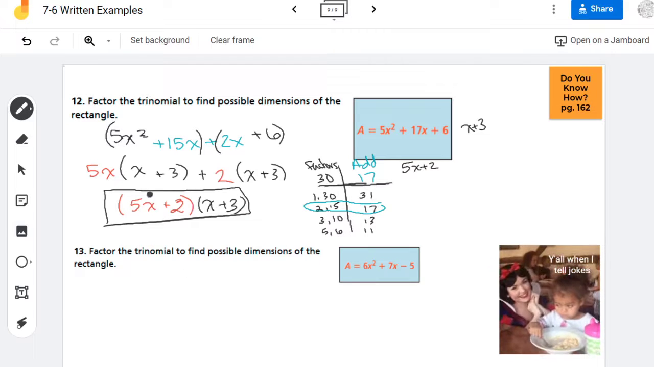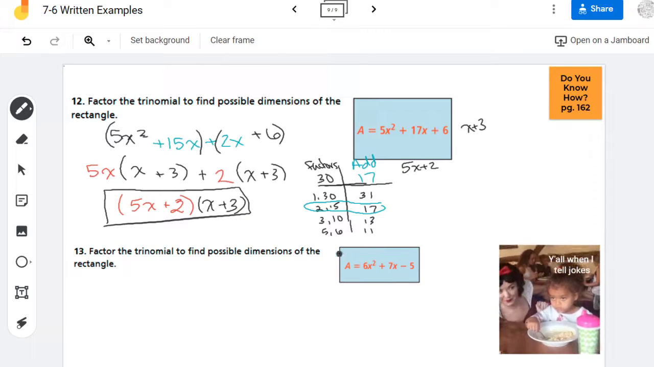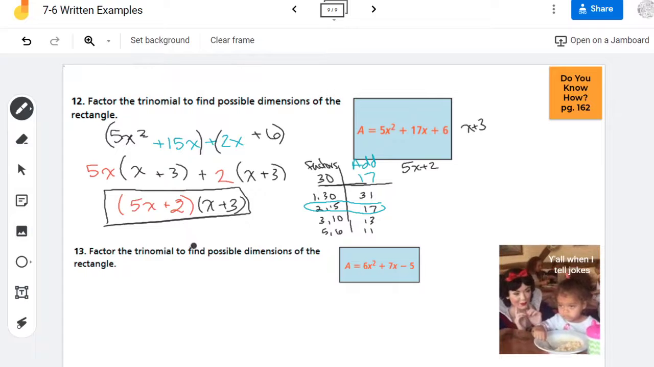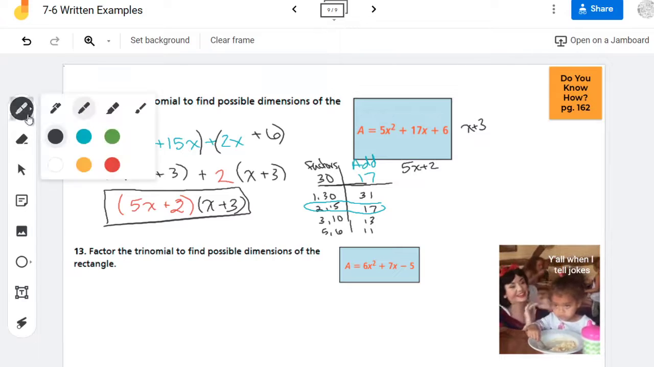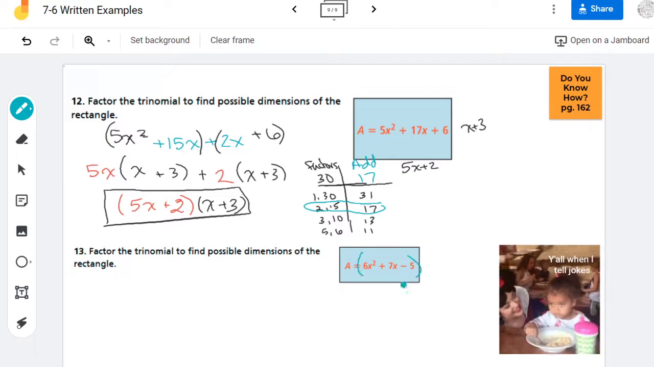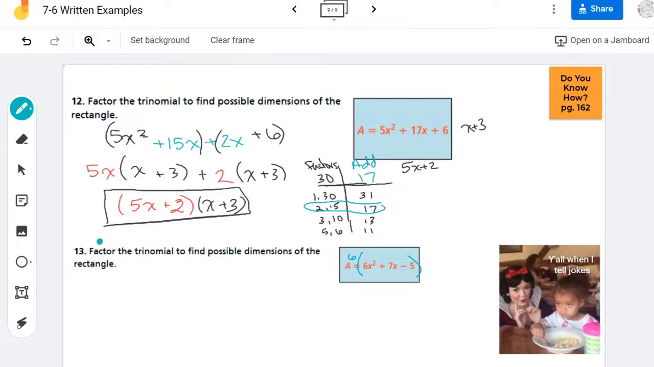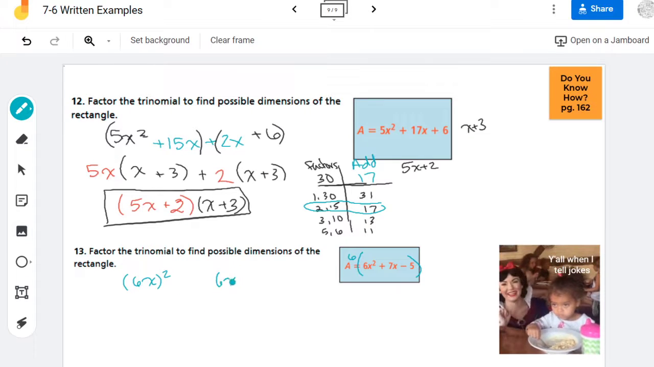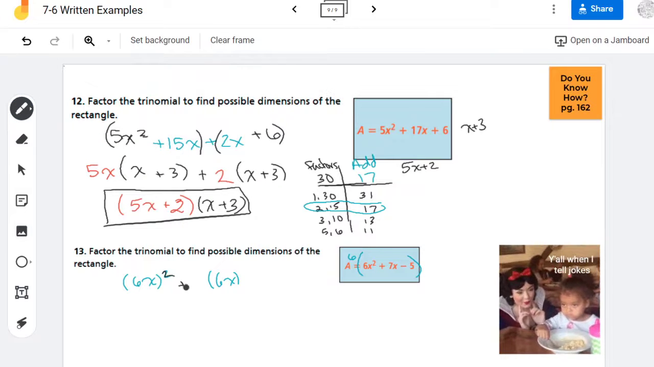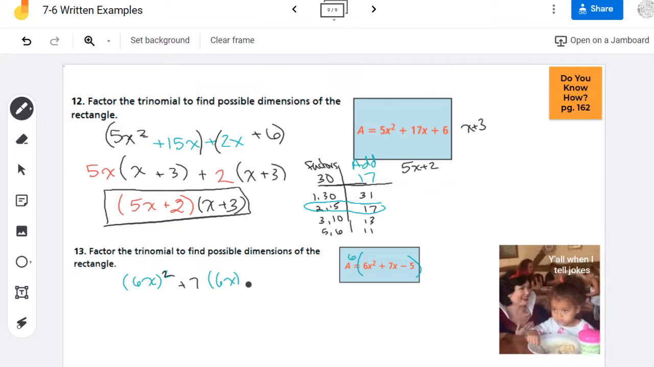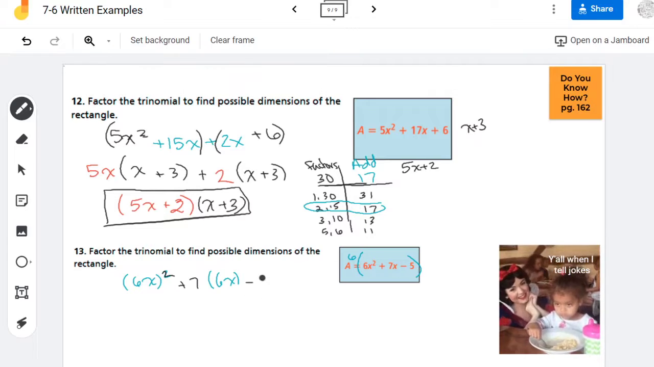Now, since I showed an example where I did factoring by grouping, on this next one I'm going to do factoring by substitution, just to make sure that you guys are seeing both ways. With substitution, my first step is to multiply by a. My a in this case is 6, so that's what I'm multiplying by. That first term turns into 6x squared. My second term is going to turn into plus 7 times that 6x. And then 6 times negative 5 is negative 30.